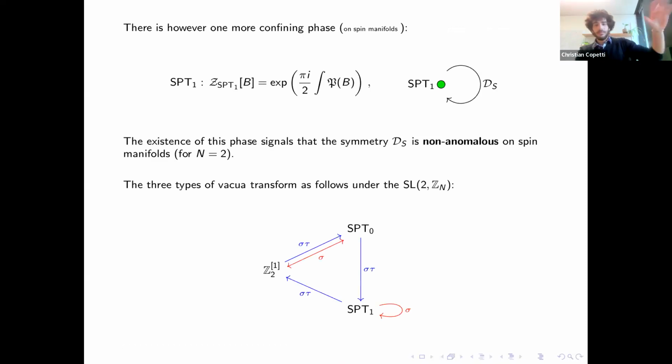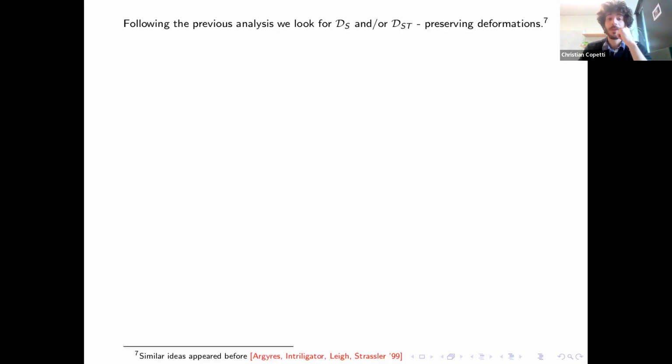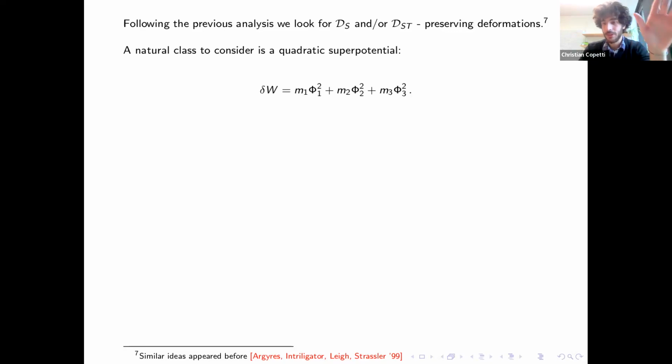And okay, now that we have done this, we do the same as before, and we think about deformations which can preserve the symmetry. So now we start from N equal to 4 with the SU(2) form, and we try to preserve the duality or triality symmetry and see what happens. Okay, so the first thing that you do is that you turn on a quadratic superpotential. That's the simplest deformation. And this is well known and well studied.